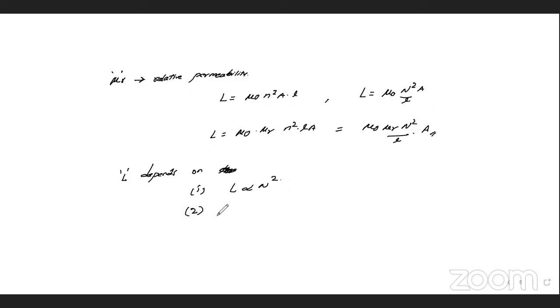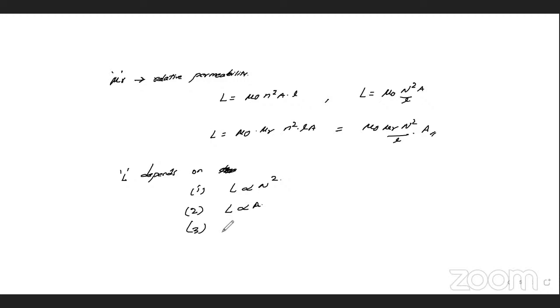Second point, area of the conductor. If the area of the conductor is larger, what will happen? The self-inductance is also larger. So L is directly proportional to your area. Third case, permeability. L is directly proportional to the permeability of the material. If the self-inductance of the solenoid increases mu times, here it would be your relative permeability. Relative permeability depends upon the material, and it is directly proportional.